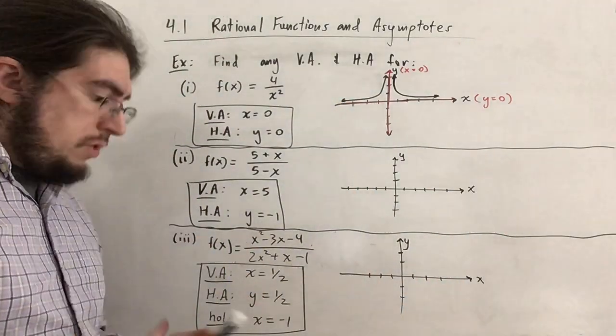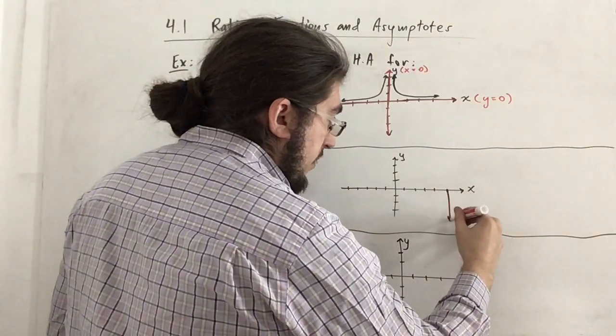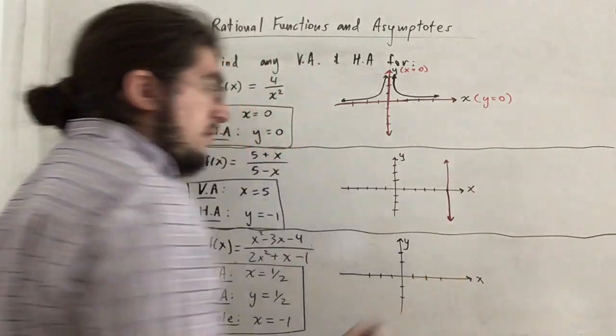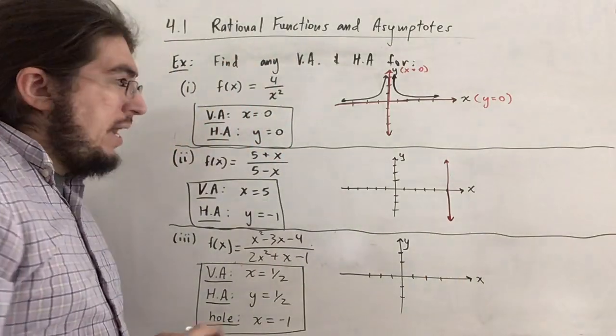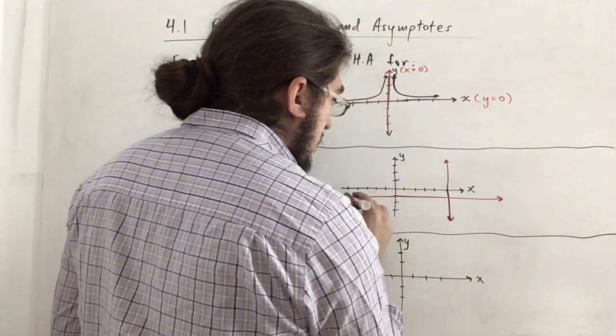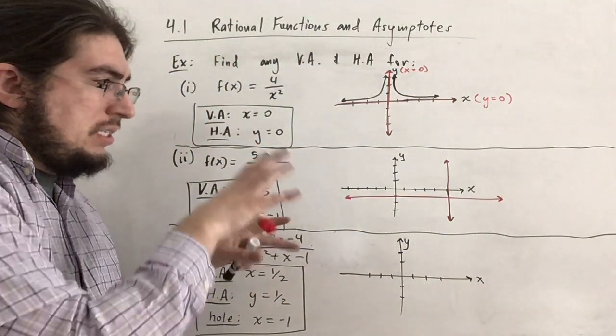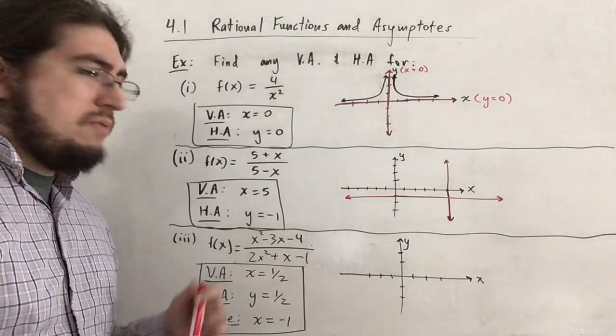Well, number 2, the lines we have to draw now are x equals 5, which is here. It's a vertical line. That's our vertical asymptote. And y equals -1 is down here. That's our horizontal asymptote.